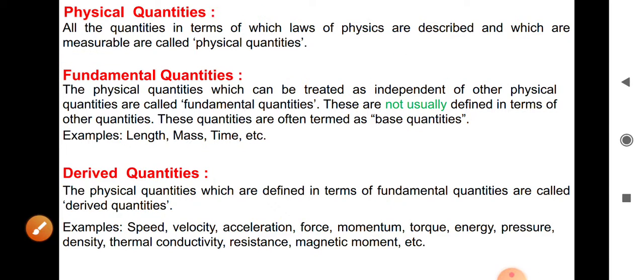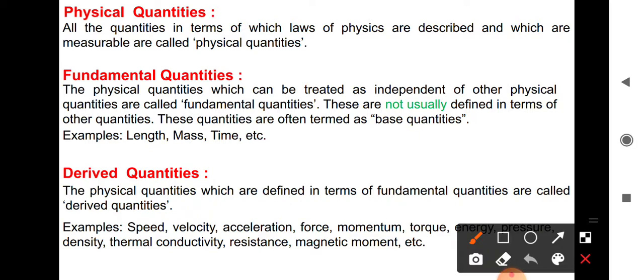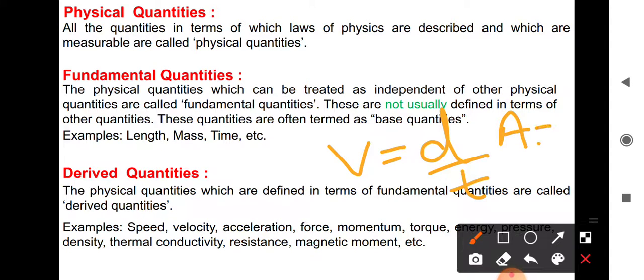Now next, what are derived quantities? Derived quantities are those quantities that are formed by multiplying or dividing two or more fundamental quantities, like speed. Speed is distance upon time, so it is formed by dividing two fundamental quantities. Similarly, area is side squared, so it is formed by multiplying two distances, right? Velocity, acceleration, force, momentum are derived quantities because they are formed with the help of multiplication or division of fundamental quantities, right?